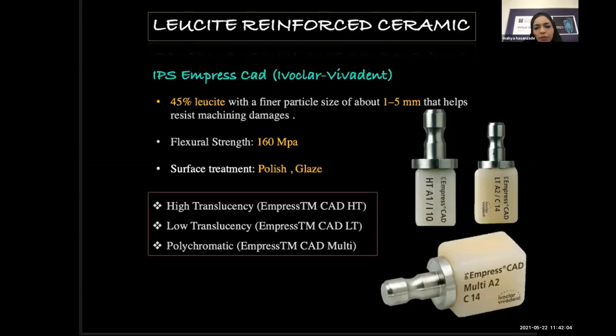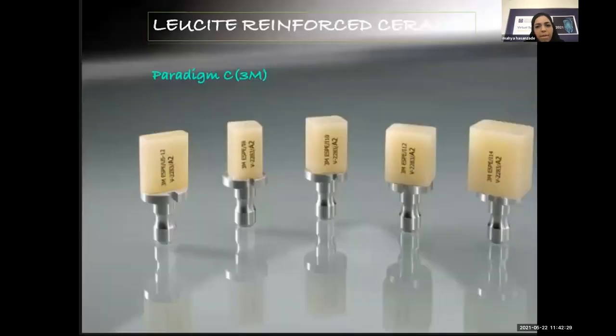Clinically, it is recommended for single tooth restoration and is available in high translucence, IPS Empress CAD HT, low translucence, Empress CAD LT, and polychromatic blocks, IPS Empress CAD Multi. The milled restoration can in the next step be stained and glazed. Another example in this category, leucite reinforced ceramics, is Paradigm C from 3M company.